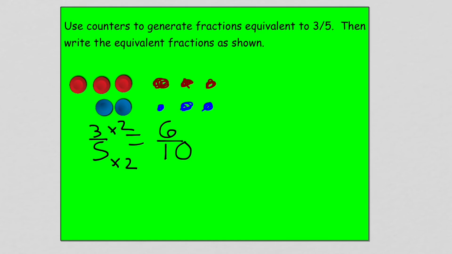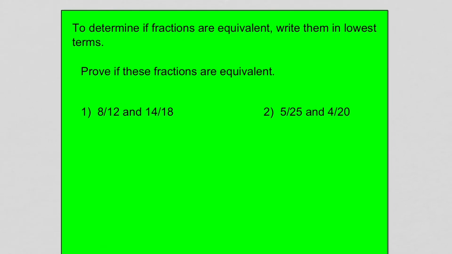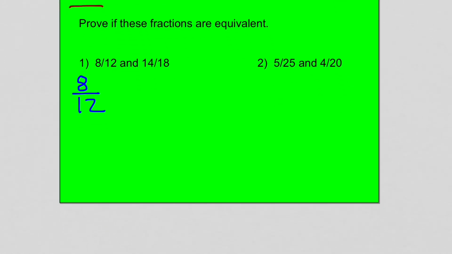Then we moved into doing this just with numbers. We use this idea of equivalent fractions to do all sorts of things. To determine if fractions are equivalent, write them in lowest terms. Building on our previous knowledge, we can figure out if fractions are the same by writing them in lowest terms. Take a look at these examples: we have 8/12 and we have 14/18. To figure out if they're the same fraction, or equivalent, we'll put them in lowest terms.